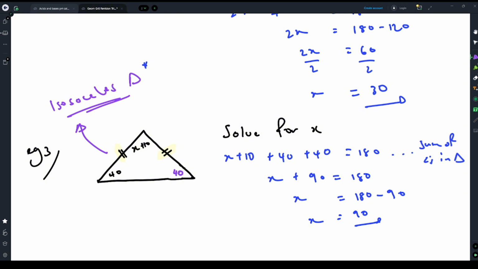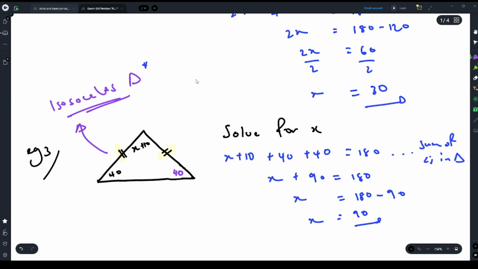Then from here, we can now set up our sum. x plus 10 being the first angle, 40 the second, and 40 again for the third. Adding them all together must equal 180 degrees. Again, our reasoning: sum of angles in a triangle. So 10 plus 40 plus 40 is 90, so x plus 90 equals 180. Take the 90 across. x is equal to 180 minus 90. So x is equal to 90.